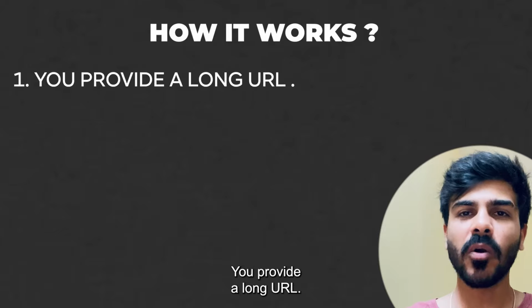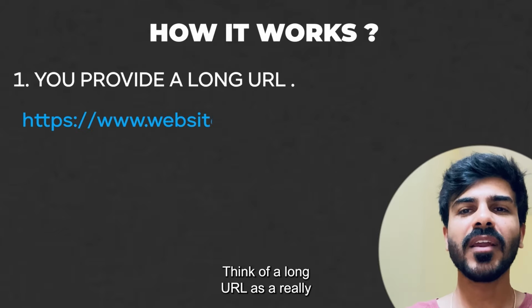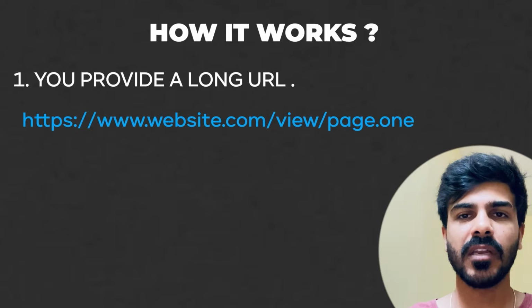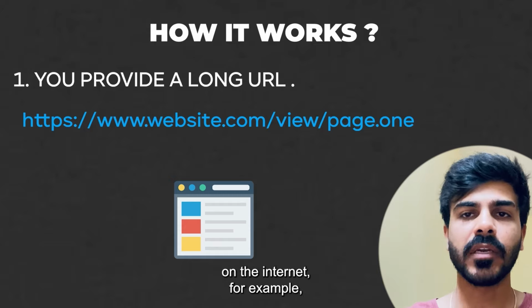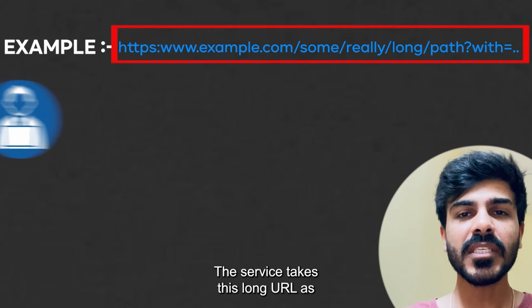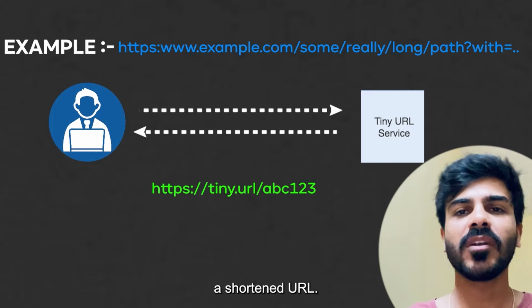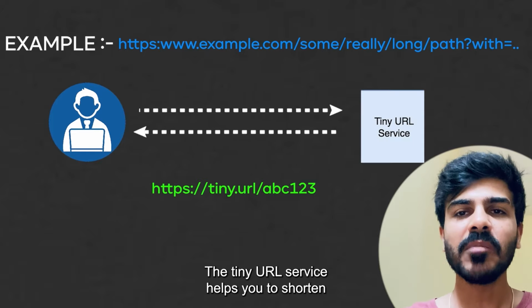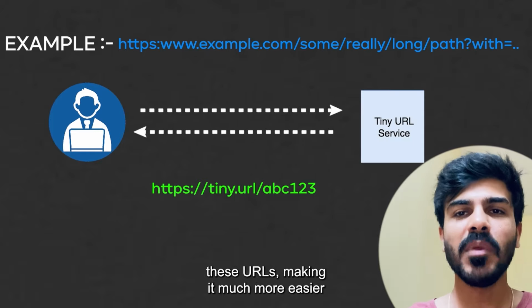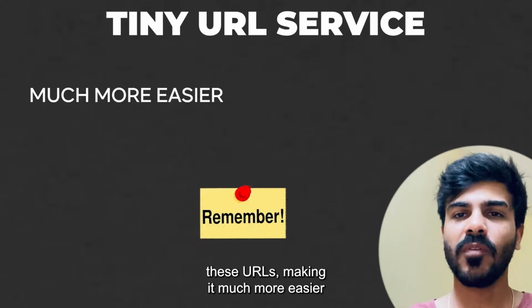You provide a long URL. Think of a long URL as a really long web address. Let's say to a particular page on the internet. For example, something like this. The service takes this long URL as the input and then gives you back a shortened URL. The TinyURL service helps you to shorten these URLs, making it much easier for you to remember.